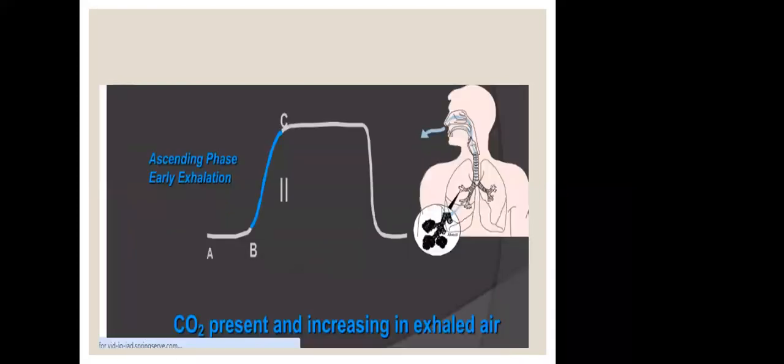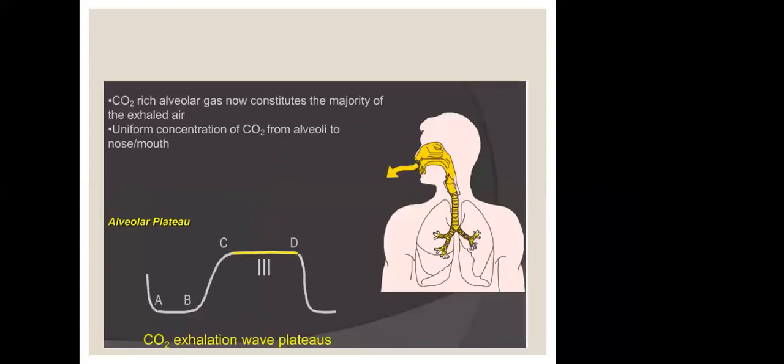Then there is our upward slope, the ascending phase, early exhalation. It basically represents the rapid rise in CO2 concentration in the breath stream as the CO2 from the alveoli reaches the upper airway. Then there is the plateau phase of the capnographic waveform, that is C to D. It tells us that the CO2 concentration reaches a uniform level in the entire breathing stream from the alveoli to the nose. And there is a point D that tells us the end-tidal CO2.